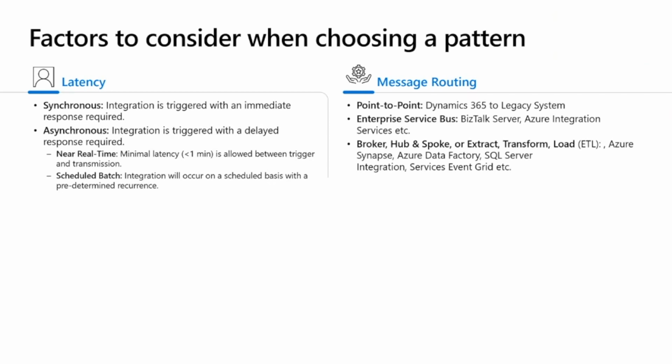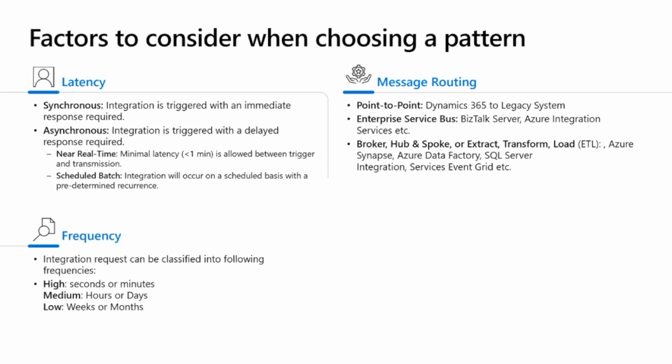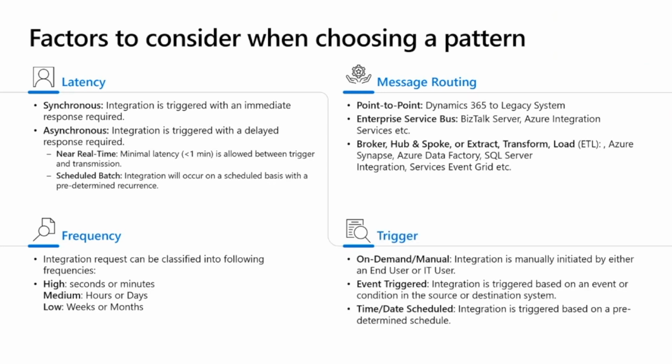Another option for message routing is using a centralized hub for routing messages between different services. For example, you can use an enterprise service bus or an integration platform as a service as the hub for an integration solution. Frequency, a critical factor to consider. This is the rate at which data or events are generated and need to be integrated. High-frequency integrations are more suitable for minimal latency patterns, while medium or low-frequency integrations are more suitable for batch processing or reporting. Then triggers. What action triggers sending the data from the source to the target?